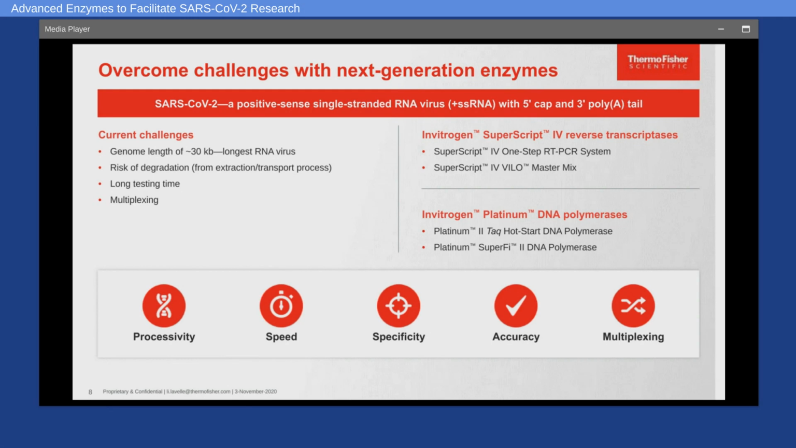For reverse transcriptase, SuperScript 4 reagents are all pretty good candidates for SARS-CoV-2 research. And for DNA polymerase, Platinum SuperFi II DNA polymerase currently has the highest fidelity, 300-fold more fidelity than any current high-fidelity DNA polymerase on the market. High fidelity is a very important, essential feature for cloning applications and sequencing applications.